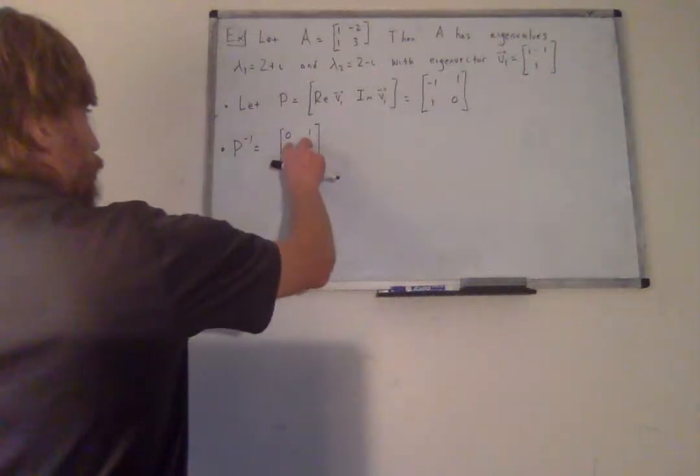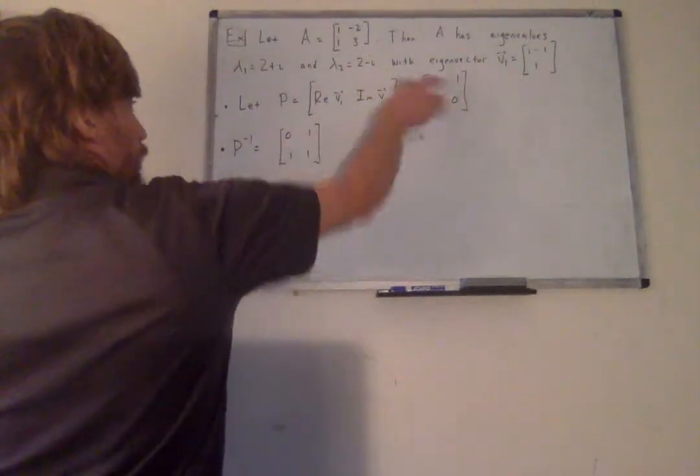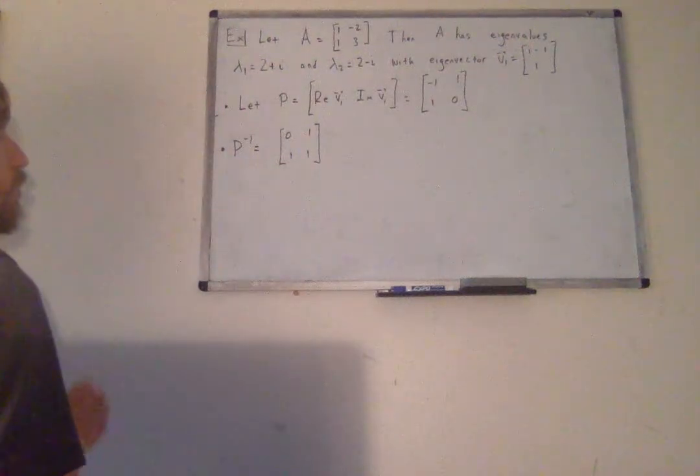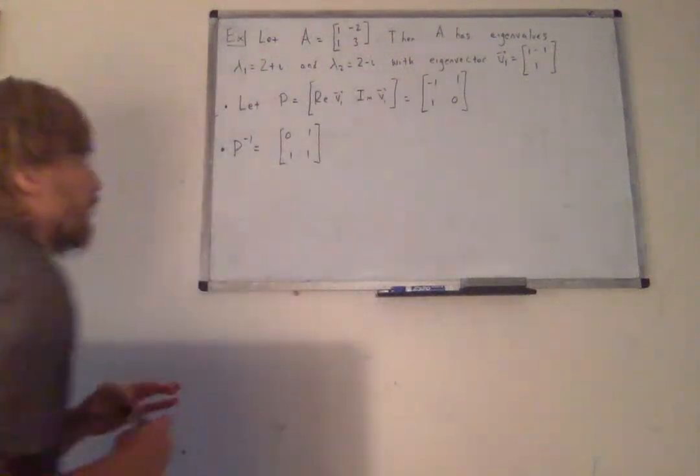So do the matrix multiplication dance. That gets us a 1. That gets us a 0. Let's see, that's not quite right. Well, no. So then that gets us a 0. That gets us a 1. Yeah, so that's P inverse.